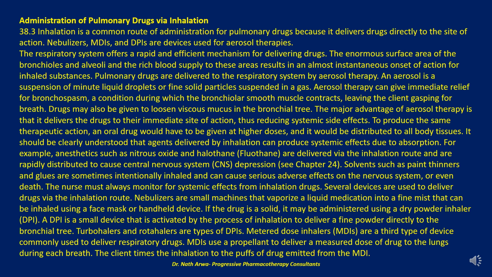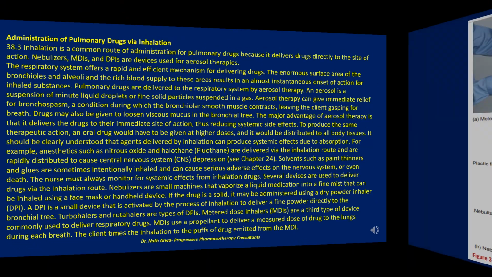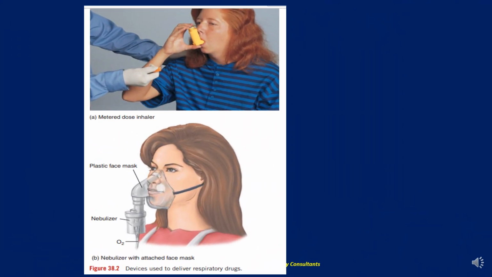Metered dose inhalers are a third type of device commonly used to deliver respiratory drugs. Metered dose inhalers use a propellant to deliver a measured dose of drug to the lungs during each breath. The client times the inhalation to the puffs of drug emitted from the metered dose inhaler. Pause the video and carefully scrutinize Figure 38.2 illustrating devices used to deliver respiratory drugs before advancing to the next slide.